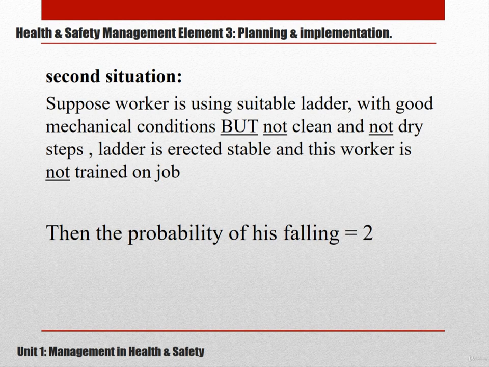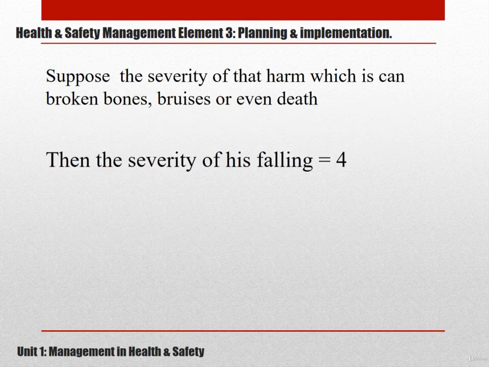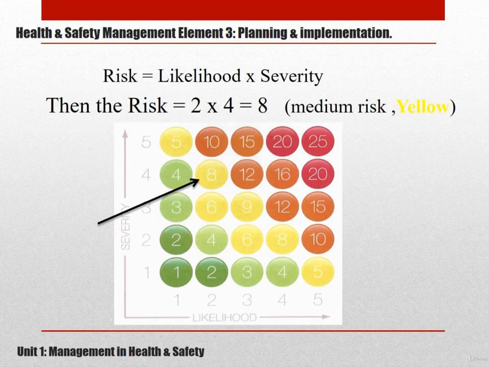Suppose the worker is using a suitable ladder in good mechanical condition, but this ladder is not clean and not dry, and the ladder is erected stable, but the worker is not trained on his job. Then the likelihood score in this condition is 2, while we agreed that the severity score remains 4. In this case, the risk is in the yellow zone, which represents medium risk.